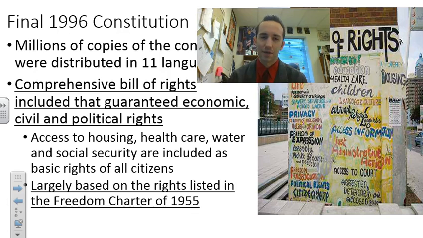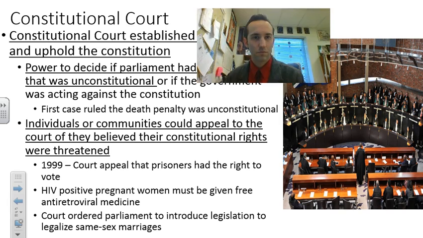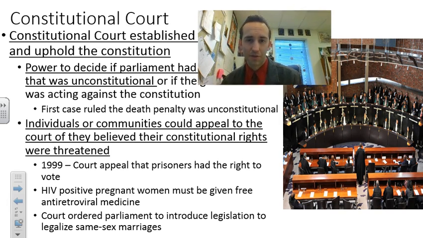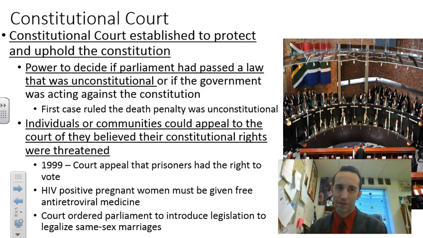It's largely based on the rights listed in the Freedom Charter of '55, so they're taking a lot of their ideas from the ANC meetings earlier. Their court system, the Constitutional Court, is established to protect the Constitution, to make sure that if Parliament is passing a law that's unconstitutional, the court would get rid of that law. Same thing if the president or the government is acting and trying to do things in an unconstitutional manner, the court would take them down. Individuals or communities can also appeal to the courts if they believe their constitutional rights are threatened.